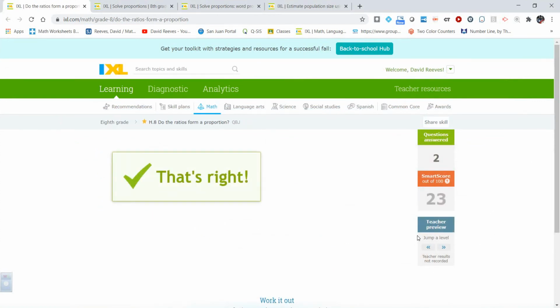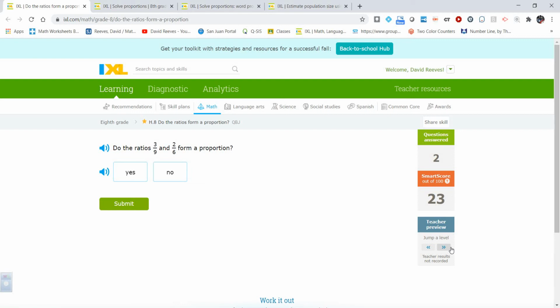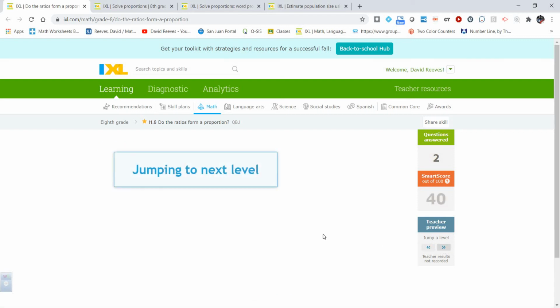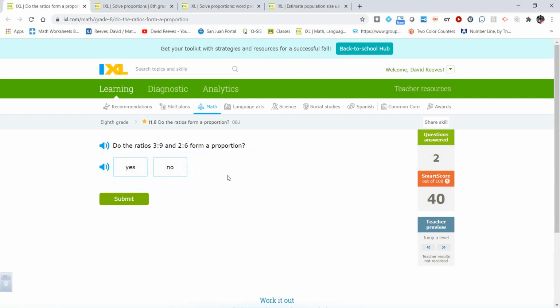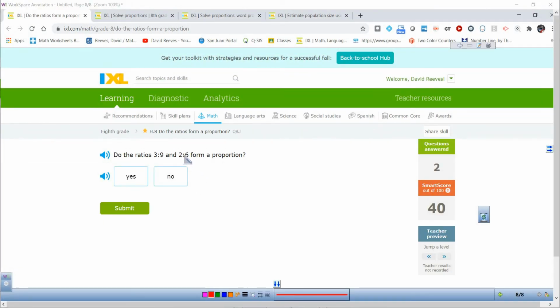All right. Okay, let's see if they got anything a little more difficult for us up at the next level. Okay, so now they've changed it. They're not writing it as a fraction. They're writing it using the colon too. So I'm just going to say that 3 to 9 can be written as 3 to 9, right? And 2 to 6 can be written as 2 to 6, okay? Remember, a fraction is just a different way to write a ratio. And the question is, are those two the same?